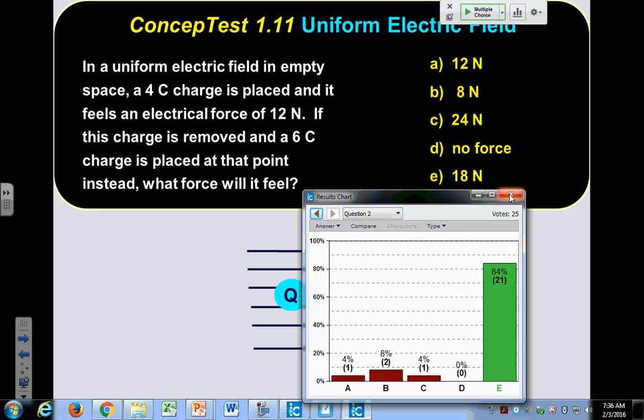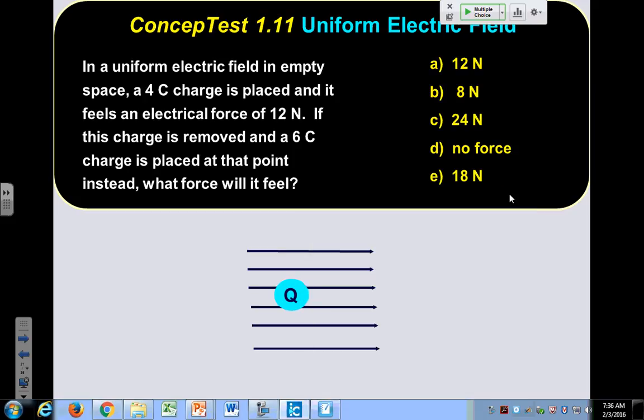Okay, E is right. A couple ways you can think about this. You're increasing the charge from 4 coulombs to 6 coulombs. That means you're increasing it by a factor of 1.5. Right, 4 times 1.5 is 6. You've increased it by 50%. That means your force is also going to increase by the same factor, because remember, force is equal to Q times E. That's probably the easiest way to do that, and I recommend that.